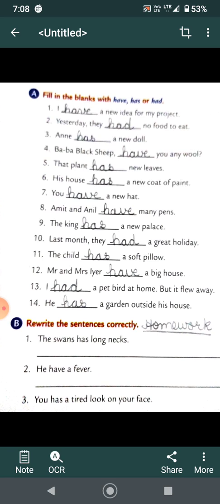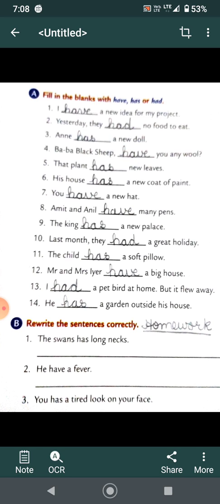The plant has new leaves. This house has a new coat of paint. You have a new hat, or you could also say you had a new hat. Amit and Anil have many pens. The king has a new palace. Last month they had a great holiday. The child has a soft pillow, or the child had a soft pillow.